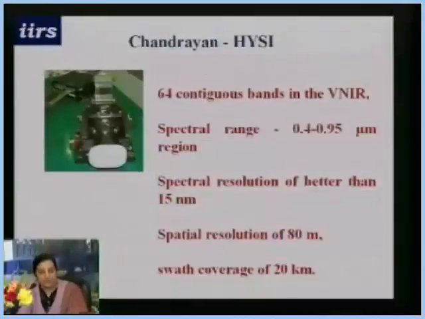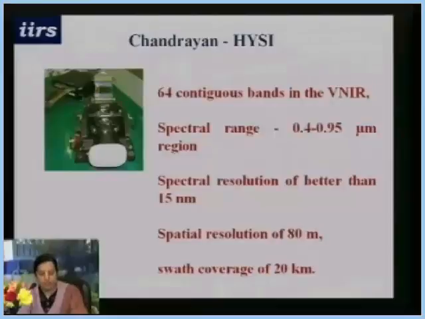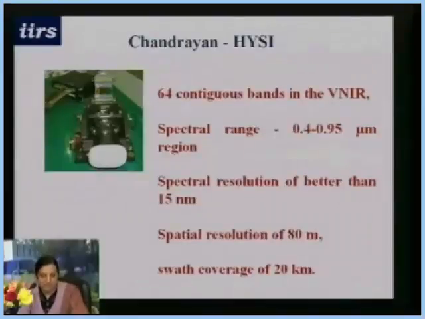Then another instrument which India launched in the hyperspectral region is on board the Chandrayaan, which has again 64 channels after the success of the IMS in the visible near infrared range. Similar to that from 0.4 to 0.95 micrometers, with a spectral resolution of better than 15 nanometers, and the spatial resolution was improved from 500 to 80 meters with a swath coverage of 20 kilometers.